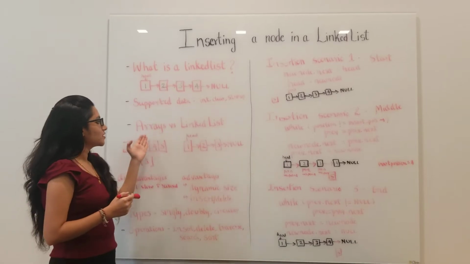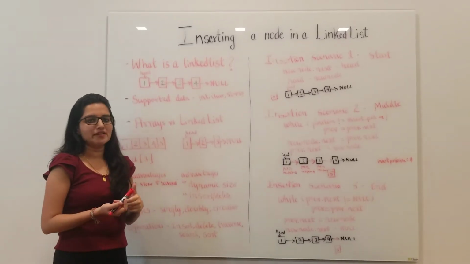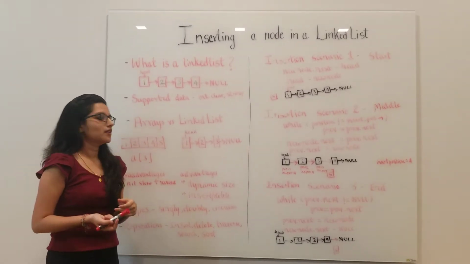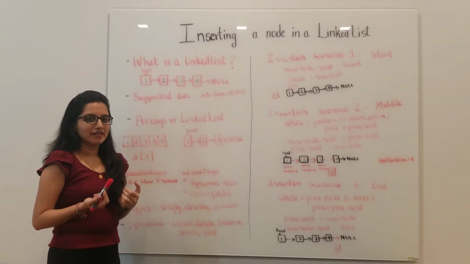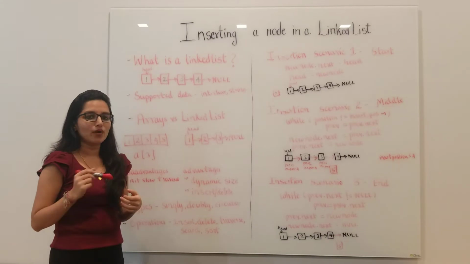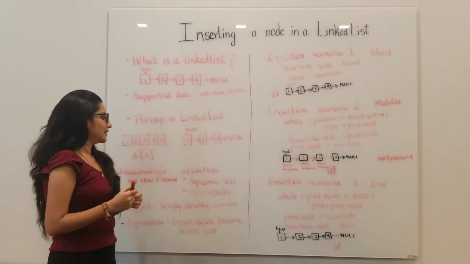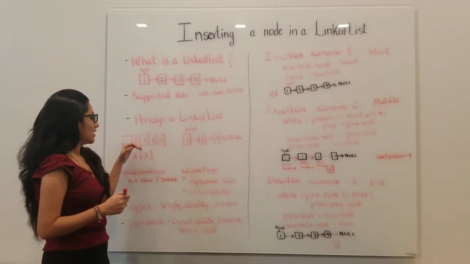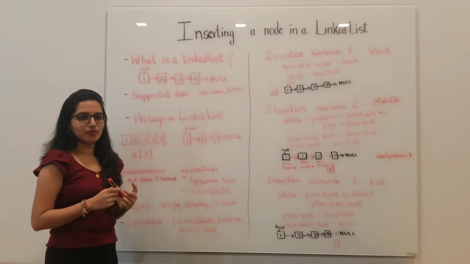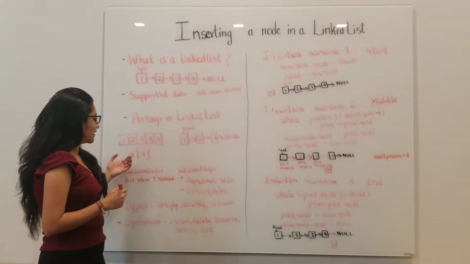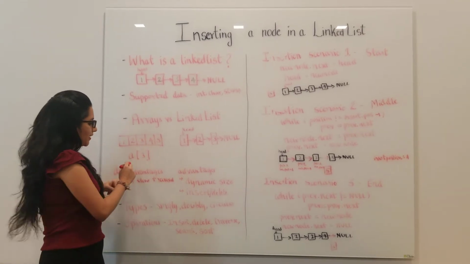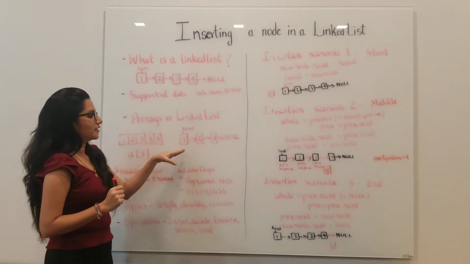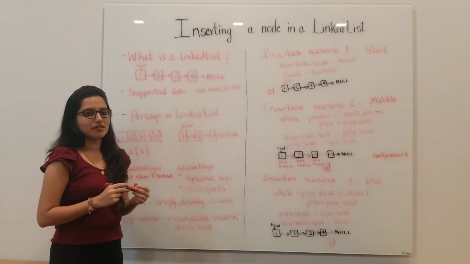Now, arrays versus linked list. If you are already familiar with what arrays are, you'll understand that there are many common properties between arrays and linked list. But there is one distinction between them, and that is in arrays, elements are in contiguous physical memory location. So if you want to access an element in an array at some position 3, for example, you just do array of 3. But in linked list, the elements are not in contiguous physical location.